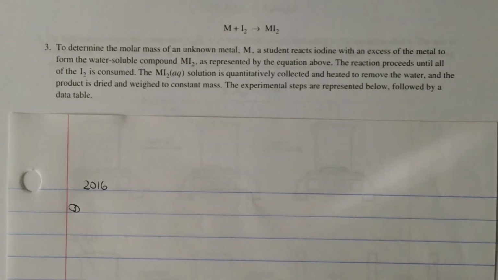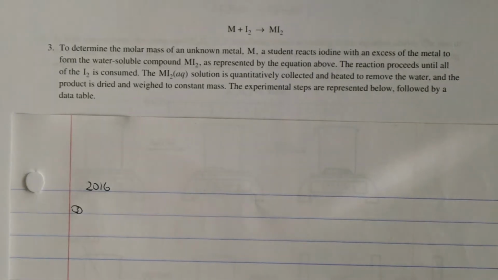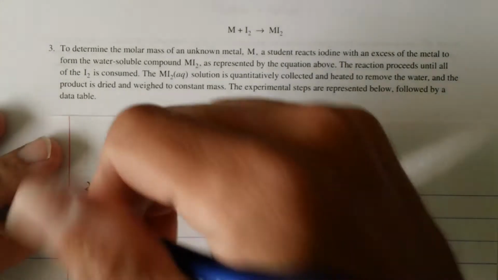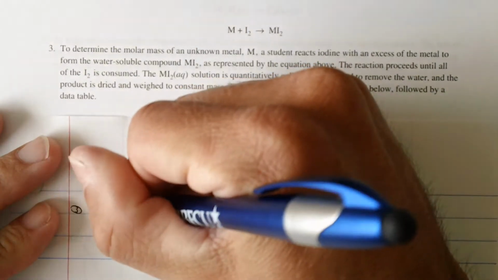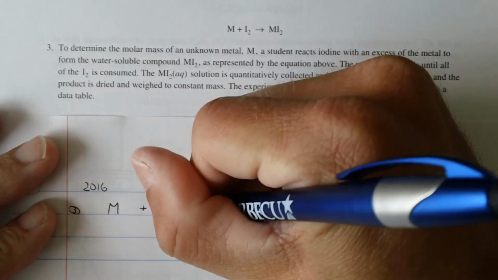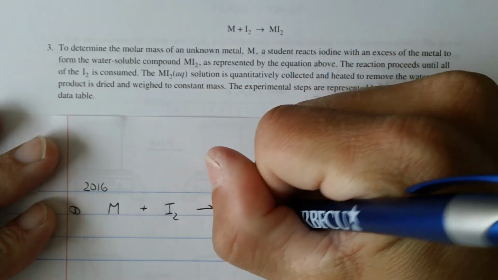Right, this is 2016 number 3. It's almost like a little conservation of mass problem. They give you a bunch of stuff at the beginning. I'm gonna start by putting the equation down on a piece of paper so I can mark up masses as I go with this thing.